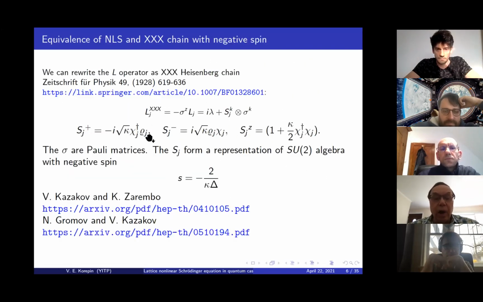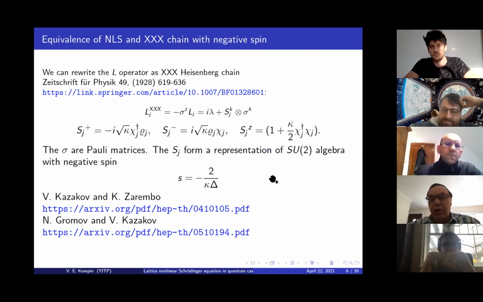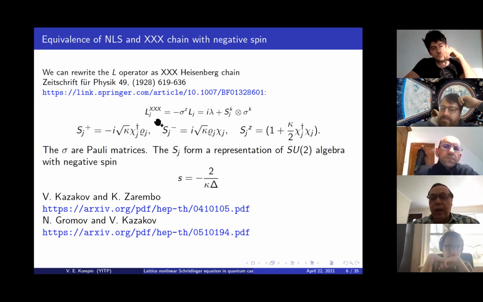Here's the representation. Kappa is a Bose field, right? This is Holstein-Primakoff. Kappa is a Bose field, and rho is a square root. So I wrote it in terms of a harmonic oscillator, a Bose field on the lattice. This is a representation of SU(2) of this spin.